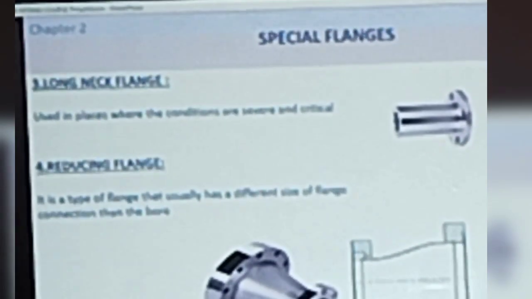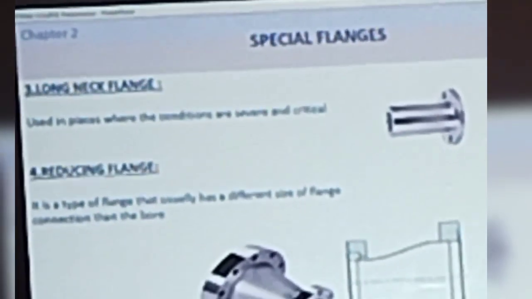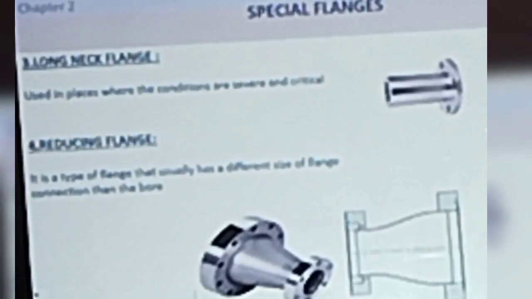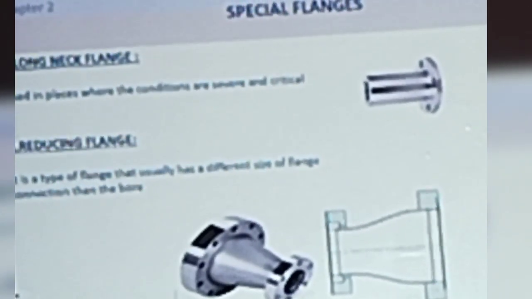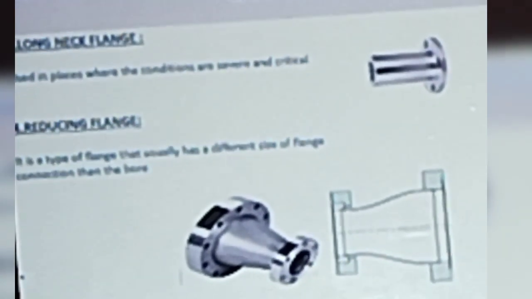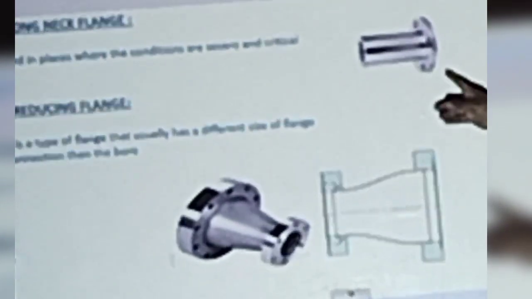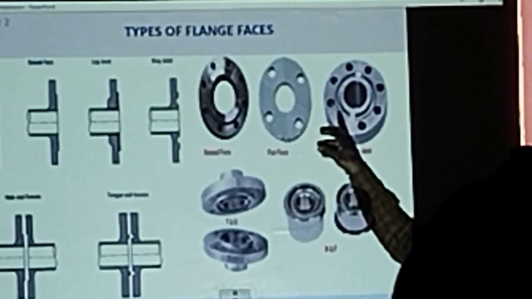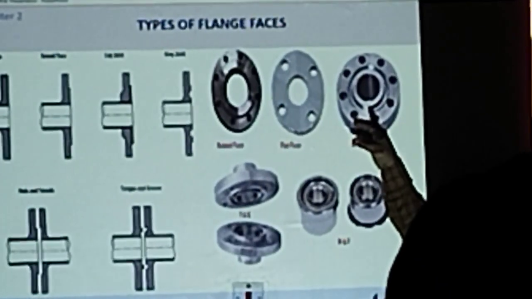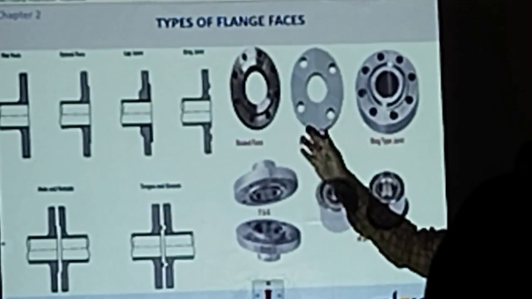Long neck flanges are used where the bolts cannot be tightened. Congested places will be there, especially vessels and tanks, which are supposed to come with this long neck flange. Flange face: mostly we use these three only.